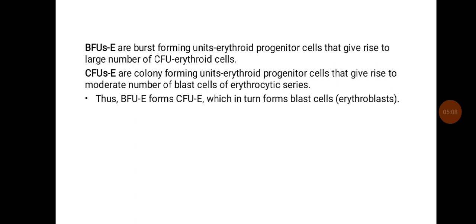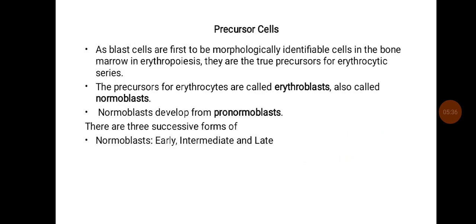BFUs-E are the burst-forming units of erythroid progenitor cells that give rise to a large number of CFU-E cells. And CFUs-E are the colony-forming unit erythroid progenitor cells that give rise to a moderate number of blast cells of the erythrocytic series. Thus, BFU-E forms CFU-E, which in turn forms the blast cells, called erythroblasts. As blast cells are the first morphologically identifiable cells in the bone marrow during erythropoiesis, they are the true precursors of the erythrocytic series. The precursors of erythrocytes are called erythroblasts, also called normoblasts.